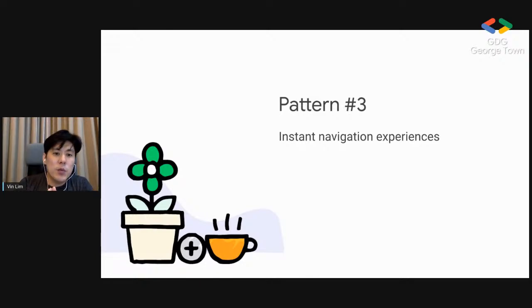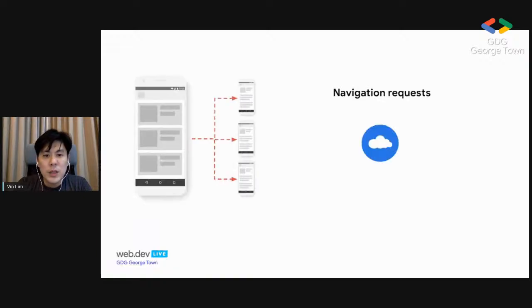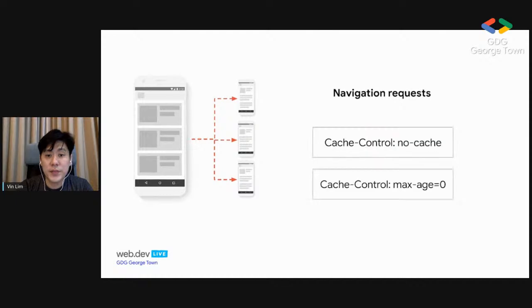So the third pattern we wanted to talk about is called the instant navigation experience. As you know, whenever we go to a website and click on any link, it tries to fetch from the servers, using a navigation request, and then returns the response. To ensure that this response is always the latest, we use navigation request headers like Cache-Control with no-cache or max-age of 0. This ensures the result is always the latest, because we don't want to be showing our users old, past results, right?